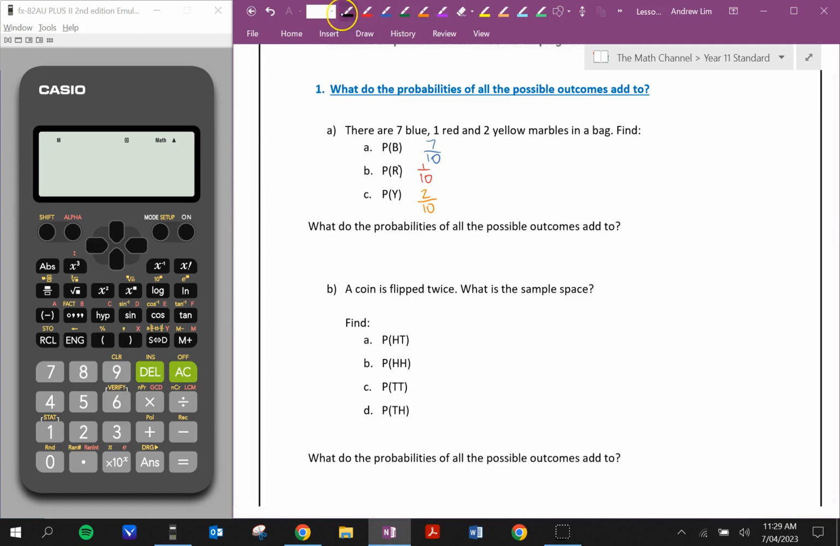So, what do all the probabilities of all the possible outcomes add to? Well, the probability of blue plus the probability of red plus the probability of yellow is equal to 10 out of 10, which is 1.